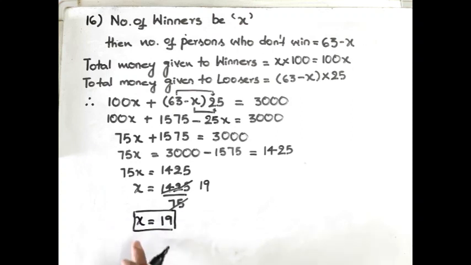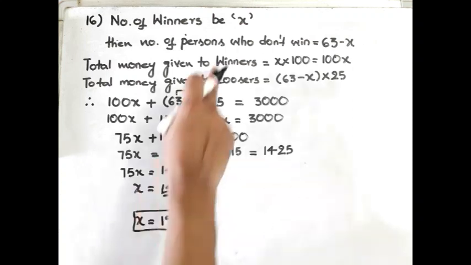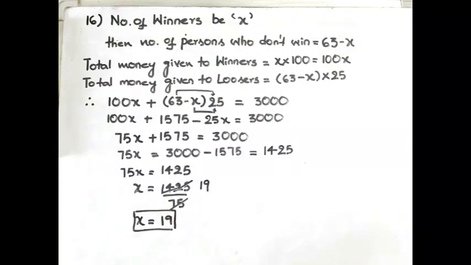Now look, what exactly is this x? If we go to the starting of the problem, number of winners be x. That is the same thing which they asked us. Therefore, number of winners is equal to x, that is equal to 19. Okay, hope you are clear.